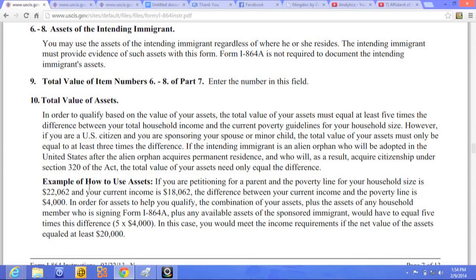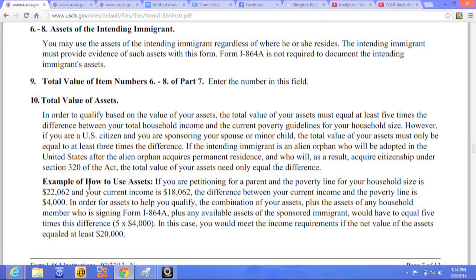The other way is to forget about any assets of members in your household size. You just ask a friend to sponsor you. That means you still fill out the form, but another friend fills out another form, another affidavit. So they call it a sponsor.